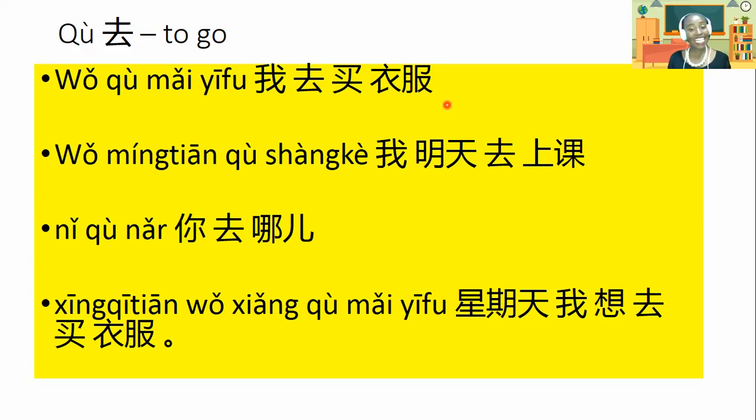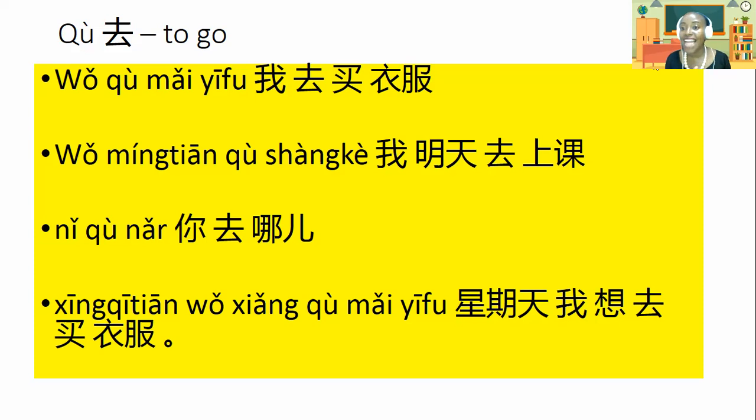Now look at my second sentence. 我明天去上课. Who can tell me what is 上课? 上课 is to go to class. So when I say 我明天去上课, I tomorrow go to class. I'll go to class tomorrow. 上课 is to attend class. Sometimes we use it to mean to begin class. Like when I come to class and I say, 上课, 大家上课, everybody, let's begin our class.